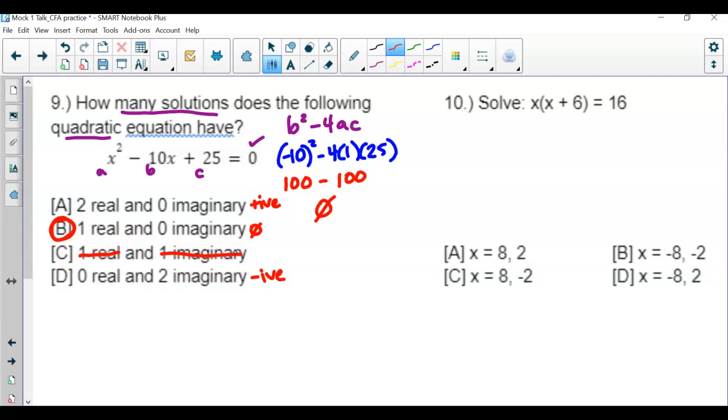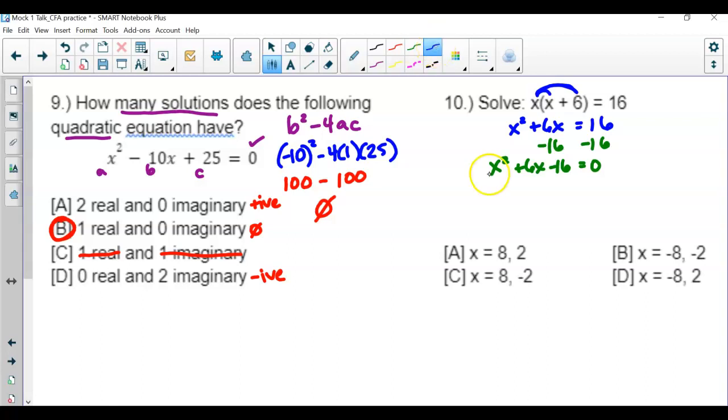Number 10, notice we are solving for x, but I do need to distribute my x value. So x times x is x squared, and x times 6 is 6x, which is equal to 16. Now remember, to solve our quadratics, they have to equal 0. So I'm going to subtract 16 from both sides. Now I've got x squared plus 6x minus 16. Don't subtract anything from the 16, because they're not like terms. Notice how 6x has an x, but -16 is just a constant value.